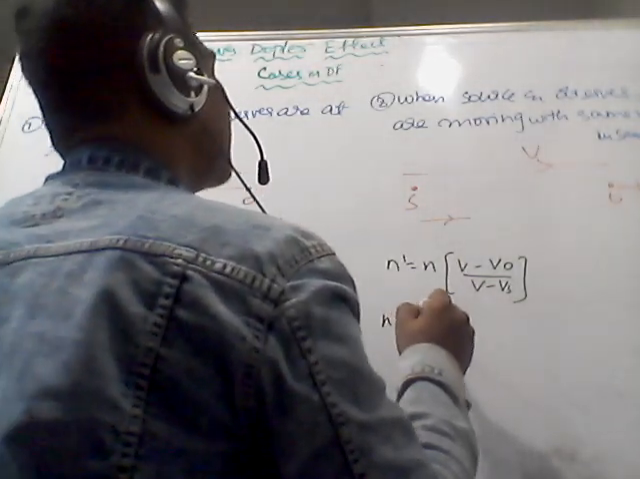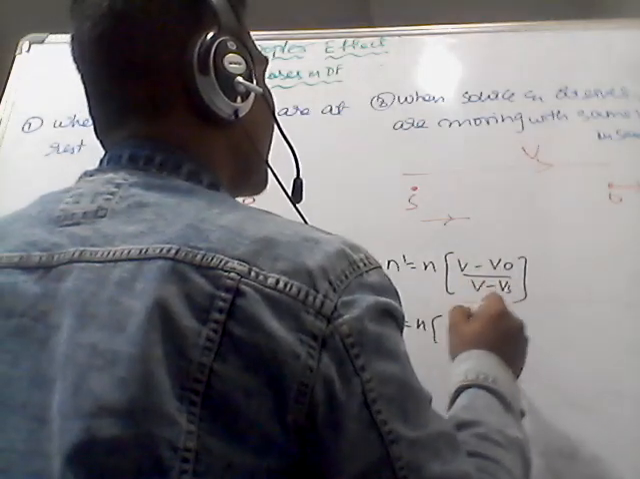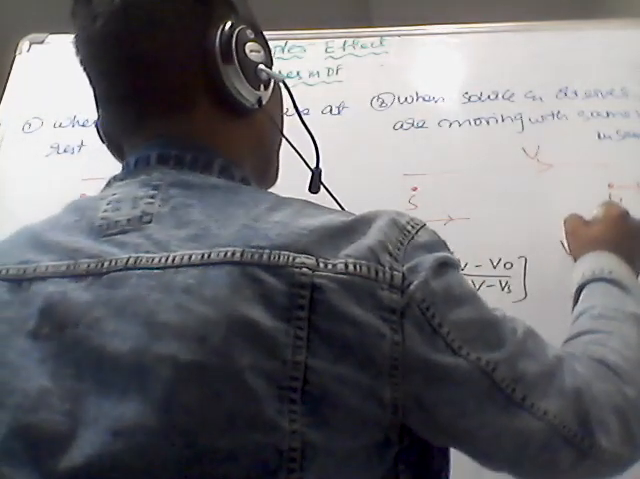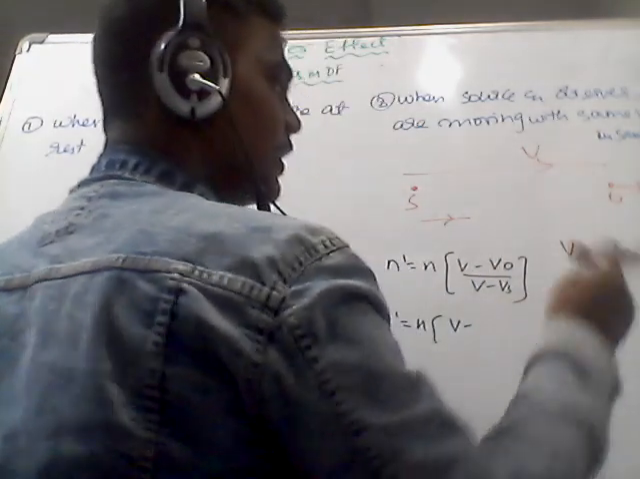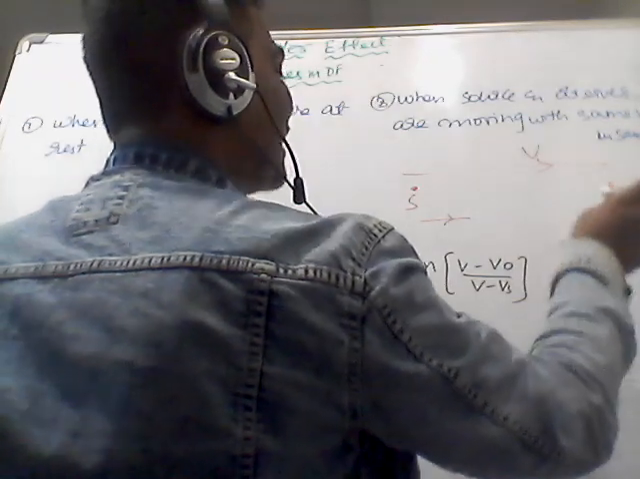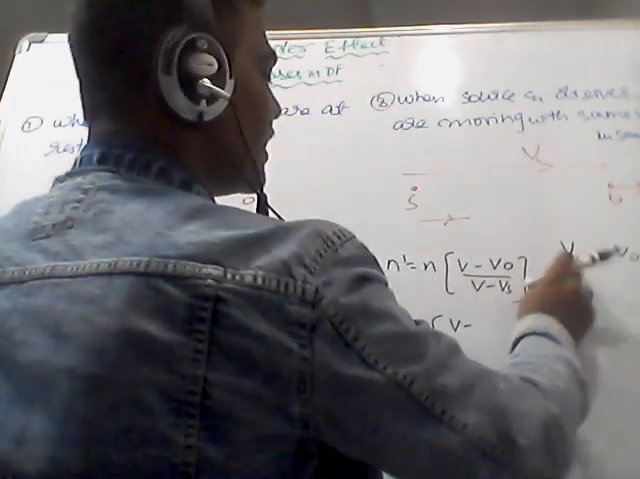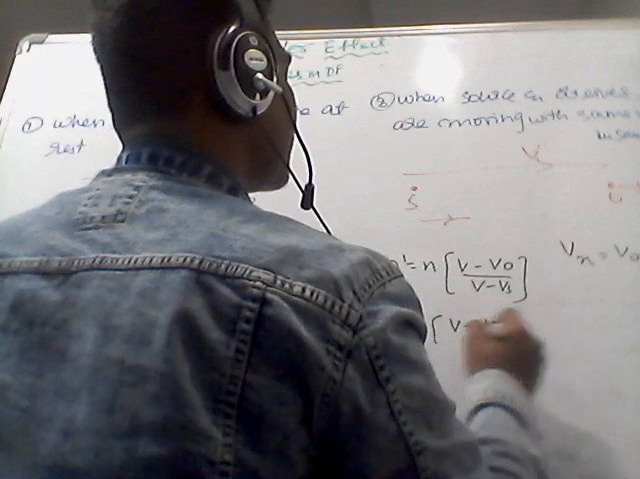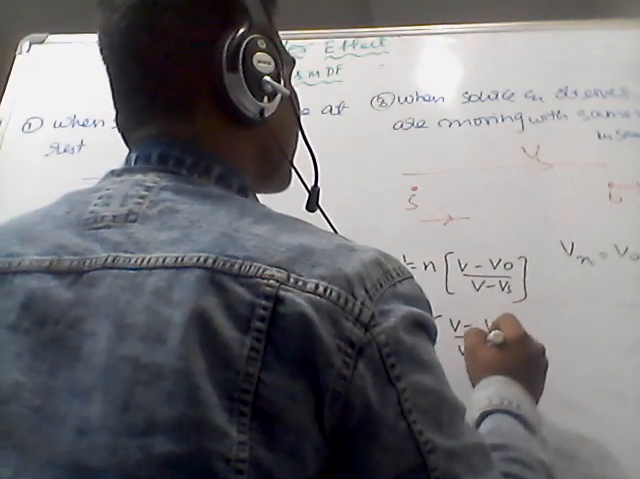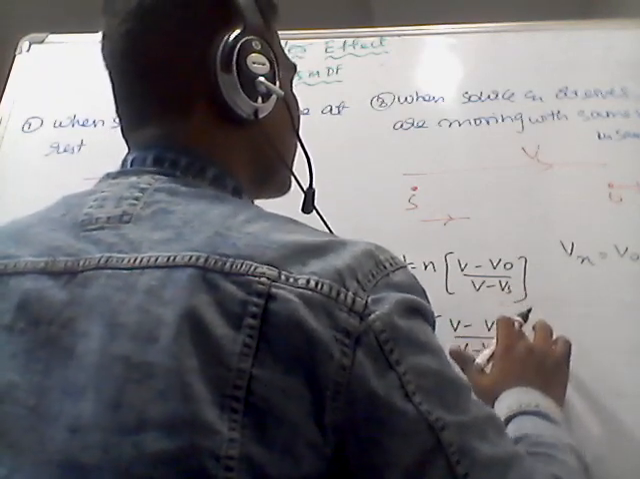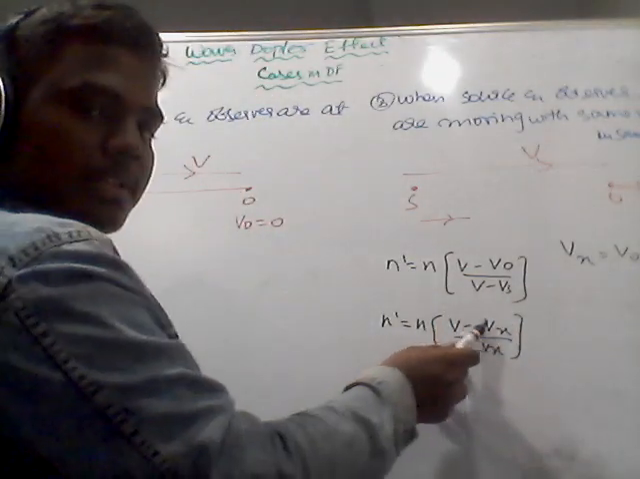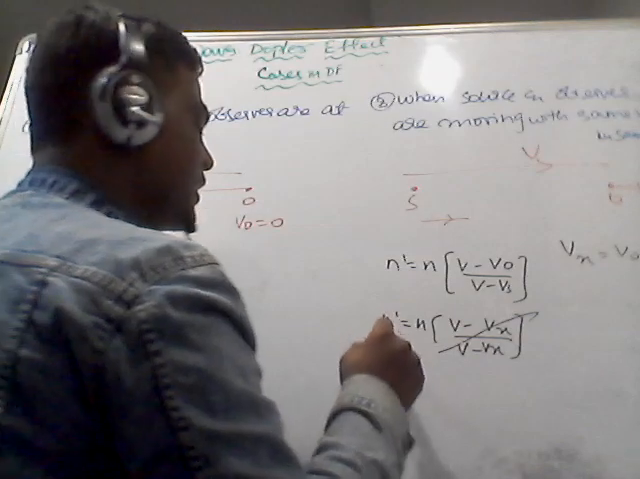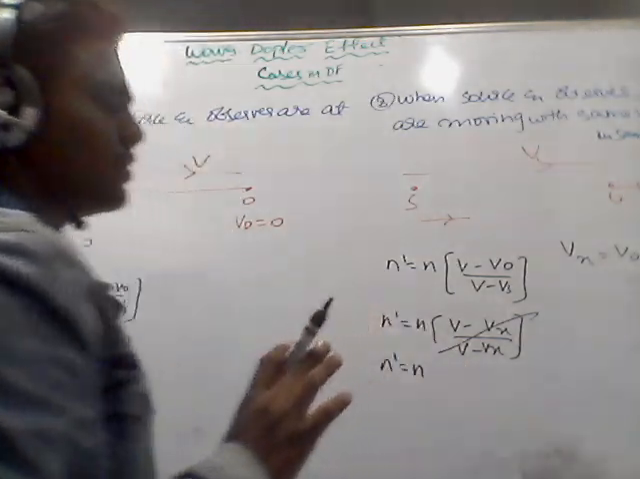So I am writing generally, let vx be equal to v naught is equal to vs, because both are same. So I am writing both of them together. So v minus vx by v minus vx. Okay, both are same here. So v minus vx, v minus vx cancel. Again you get n dash is equals to n.